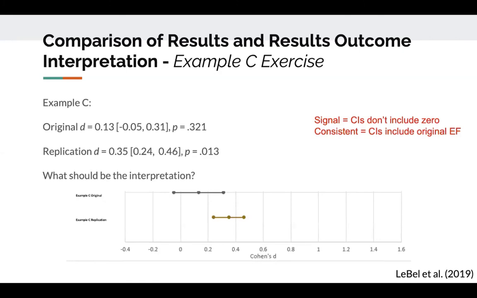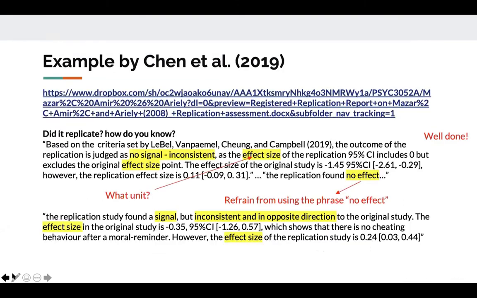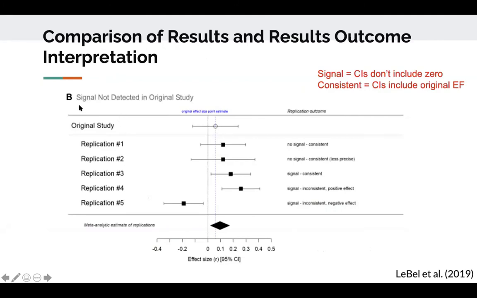Okay, so the answer is signal inconsistent larger because, as mentioned, we should use criteria B because the original article did not have the signal. So let me go back to the slides. Signal not detected in the original study. So signal inconsistent is right, but you do have to specify that it's a positive effect.